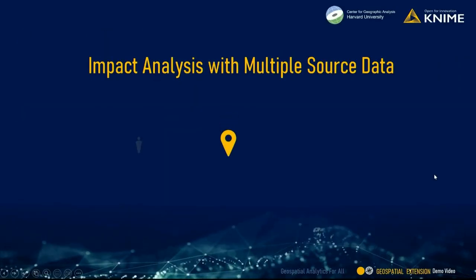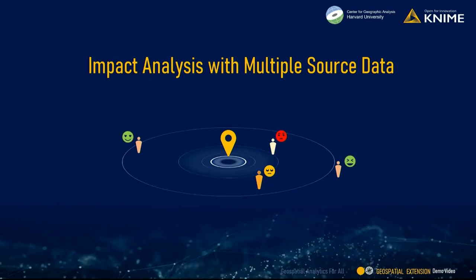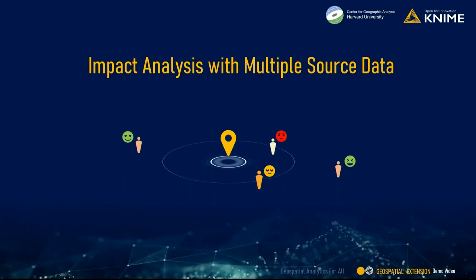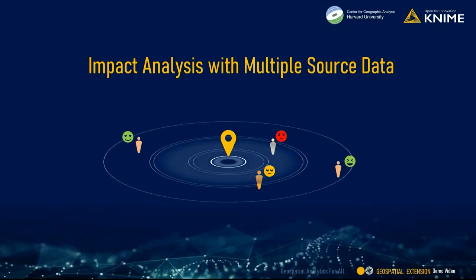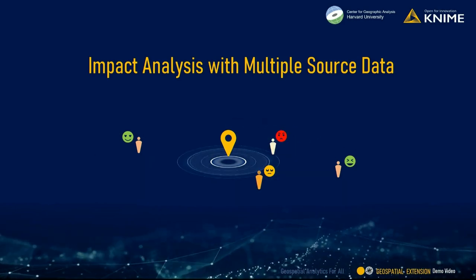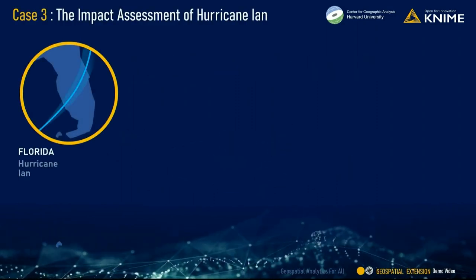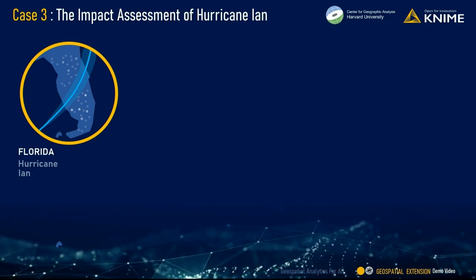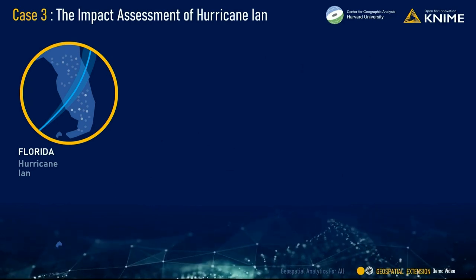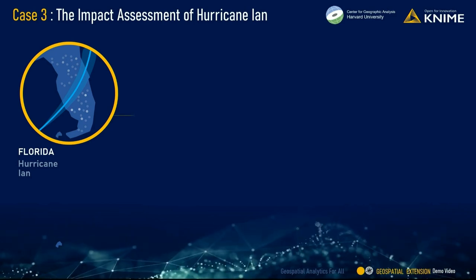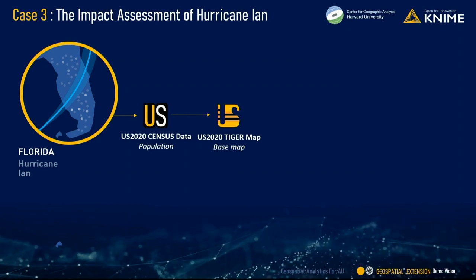In terms of impact analysis, often we want to use multiple data sources to understand spatial events and their impacts. As we all know, just a month ago, Hurricane Ian struck Florida. To understand impact, we need information on Hurricane Ian's trajectory, population, and geotagged tweets in Florida. Likewise, the nodes for the US Census data and the US Tiger Map are for the base maps and population.